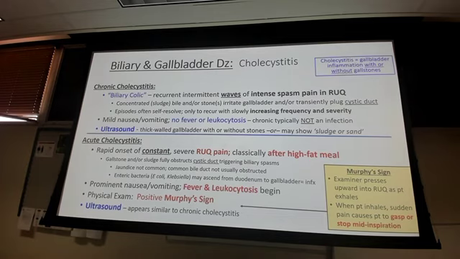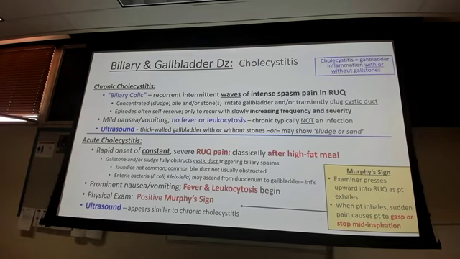Sometimes that sludge, sometimes that gallstone can actually plug up the cystic duct where it normally comes out, transiently. So it comes in, it comes out, it comes in. Maybe it gets stuck and then it goes all the way out, but it's going to be a recurring issue. These people may have some mild nausea and vomiting, but they're typically not going to have a fever, not going to have leukocytosis because this isn't typically an infectious issue.